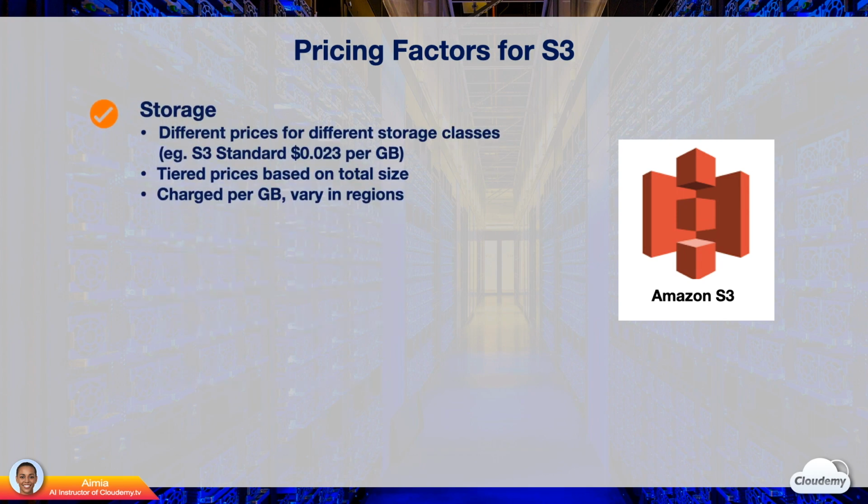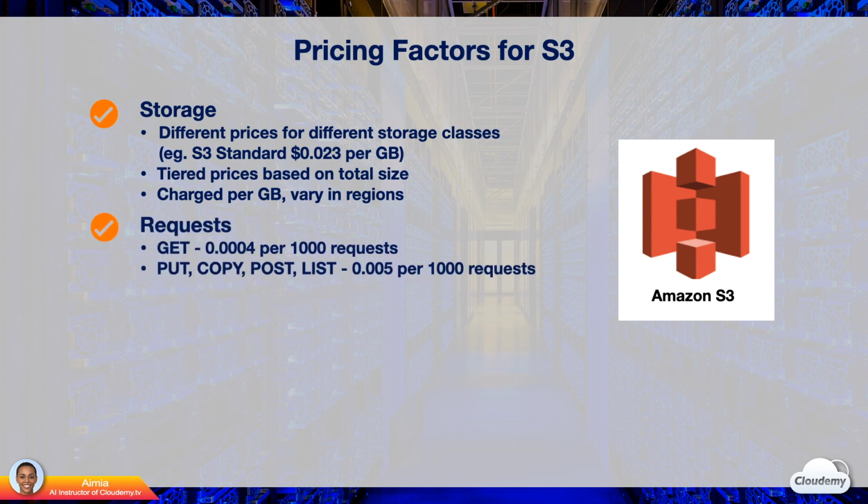There are different storage classes. We have S3 Standard, S3 Infrequent Access, S3 One Zone Infrequent Access, and S3 Intelligent Tier. Each class provides a different level of redundancy at different prices. S3 offers tiered prices based on the total space you consume. You pay per gigabyte rate for the total size of all objects in S3 buckets. Prices vary in different regions.